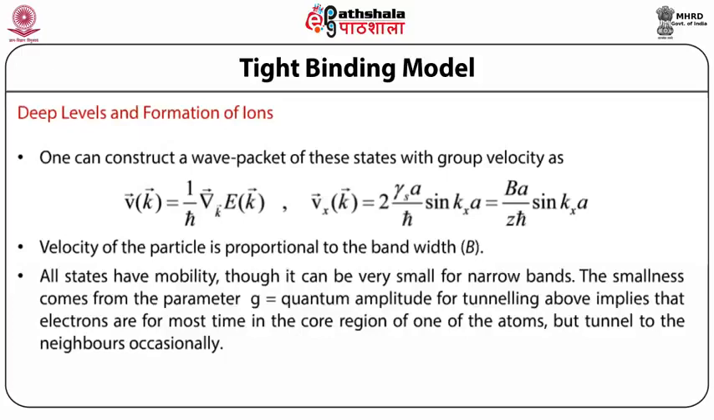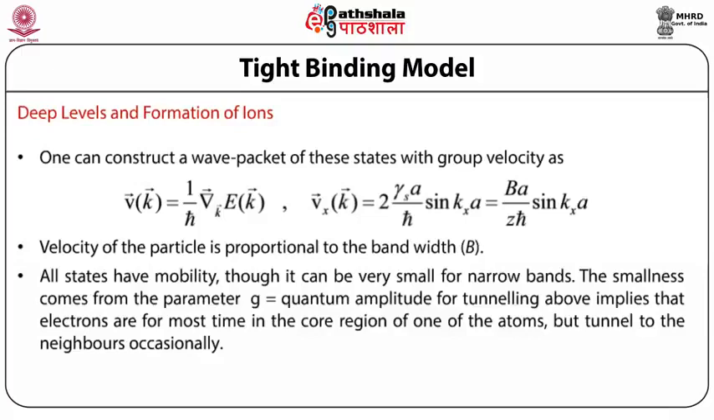That is, like in the case of one dimension, Vx would be equal to 2 gamma s a by h cross sine kx a, or equal to Ba divided by z divided by h cross sine kx a, where B denotes the width of the band. This argument, which is more generally true, shows that the velocity of the particle is proportional to the bandwidth. Thus, all states have mobility, though it can be very small for narrow bands.